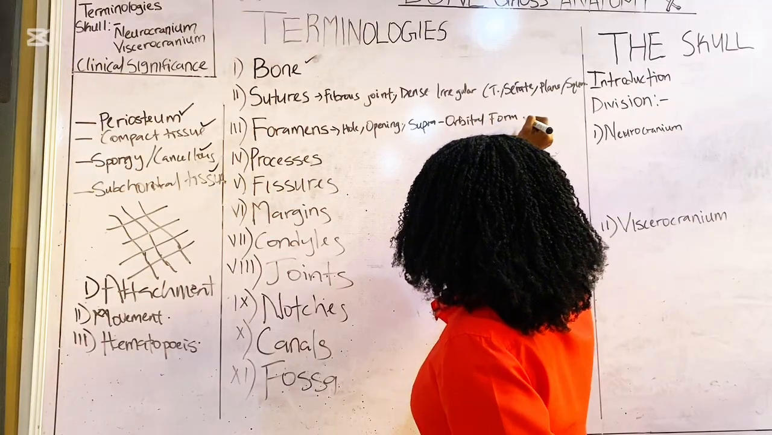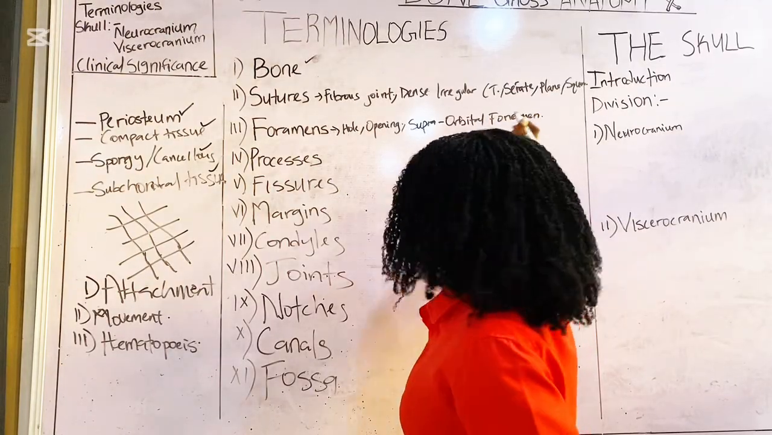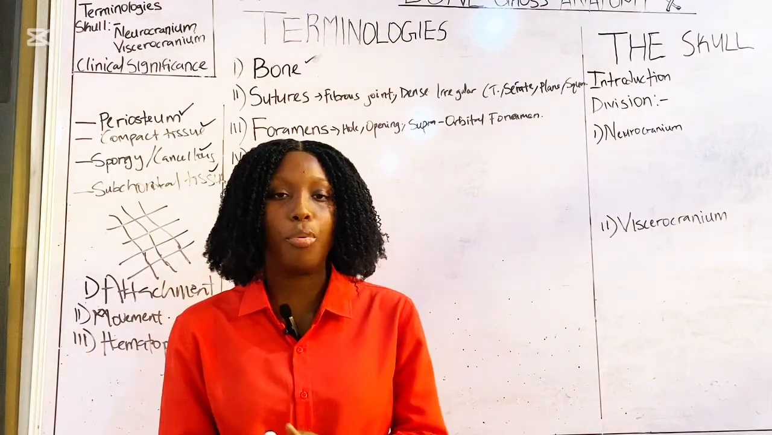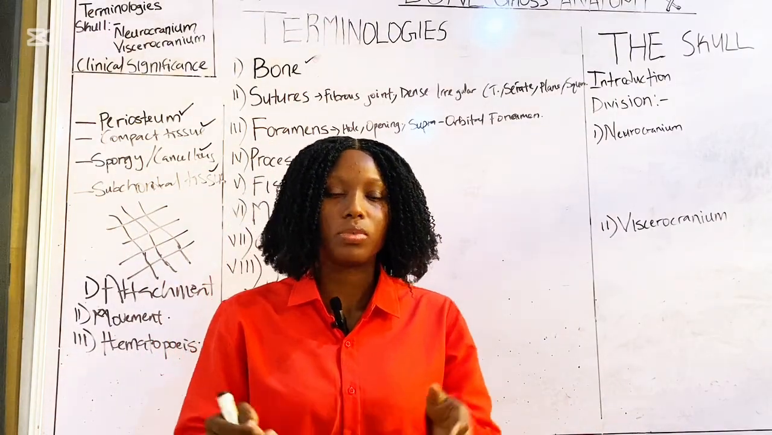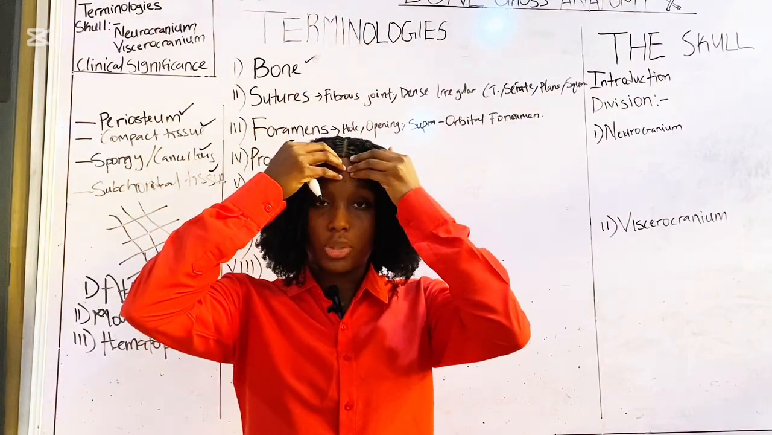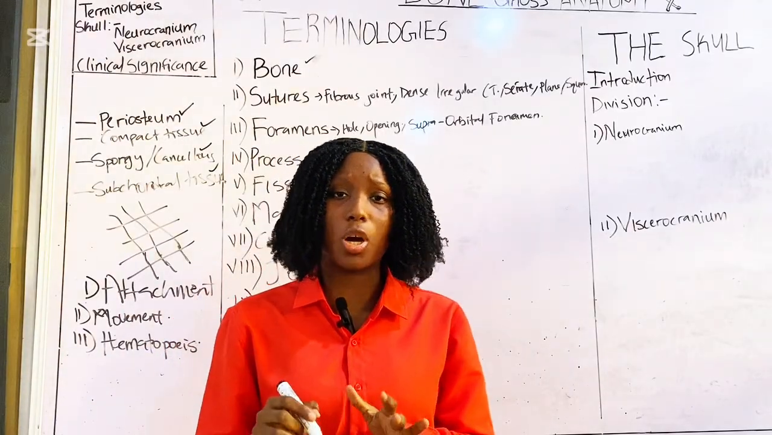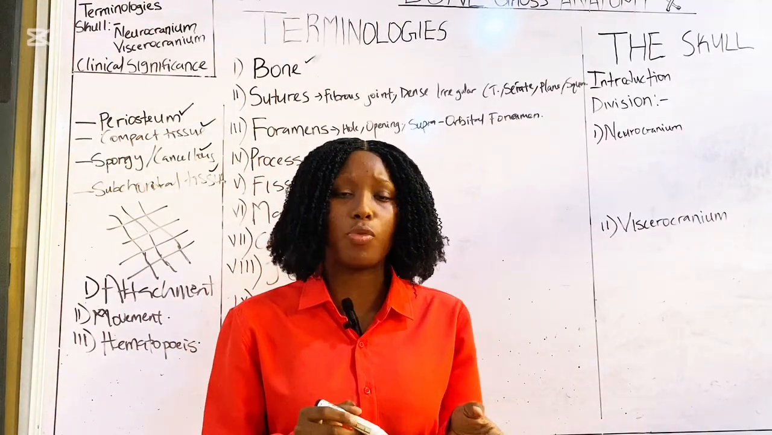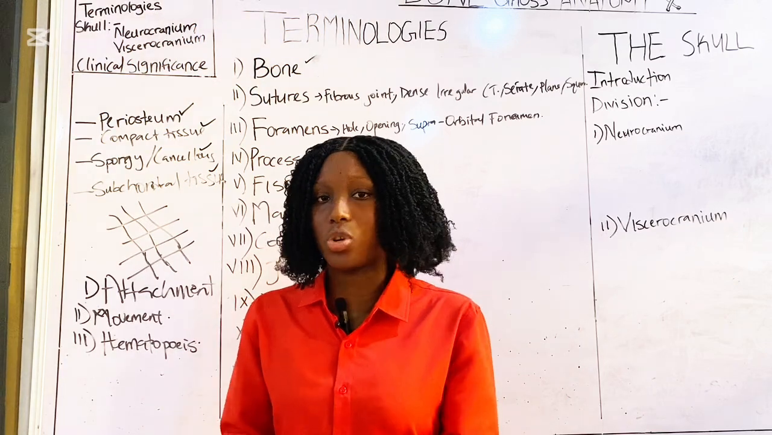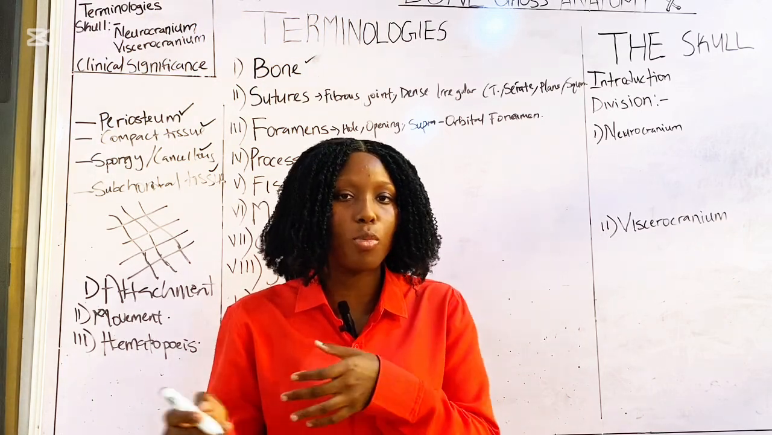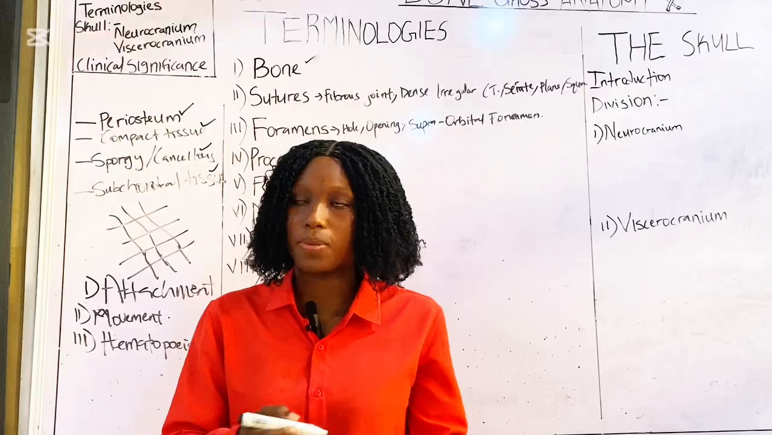Now, the supraorbital foramen is located bone-wise on the frontal bone. This is the frontal bone. We'll get into that. It aids as a conduit for the passage of the supraorbital vessels because, like I said, it is an opening or a small hole for the passage of different vessels.